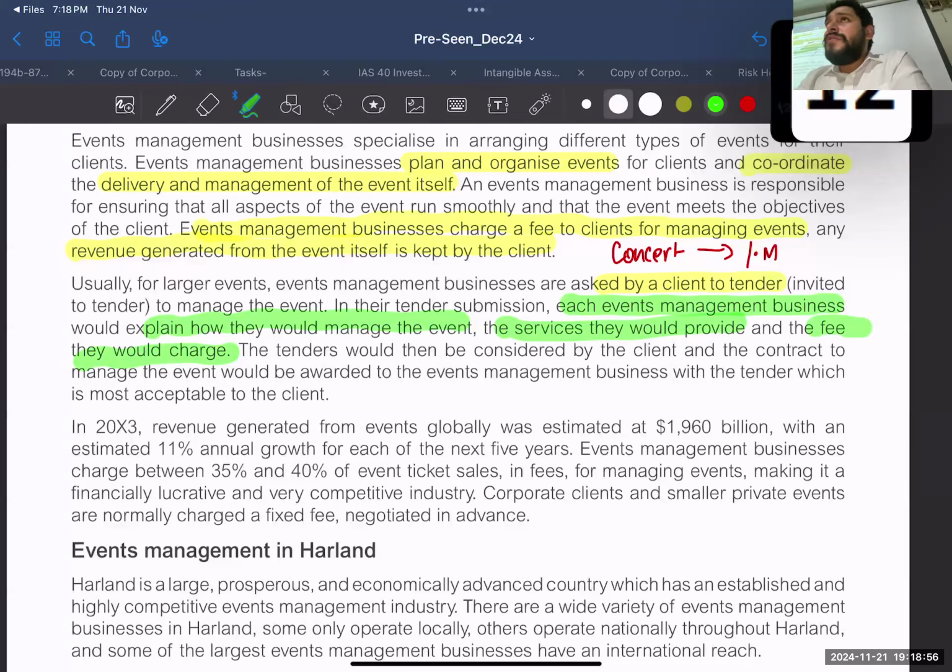Number 2, explain how you're going to provide those services. What services are you going to provide: food services, concept management services, and any other services, and explain what fee you are going to charge for these services. The tenders would then be considered.